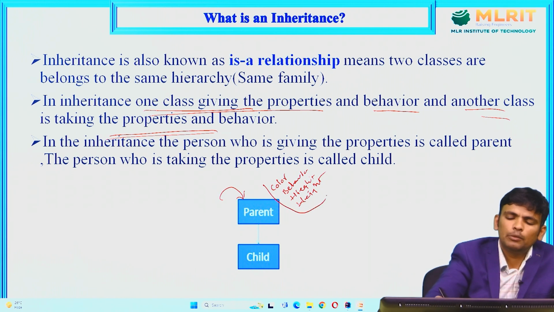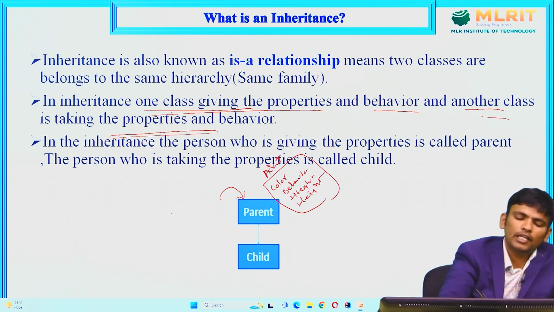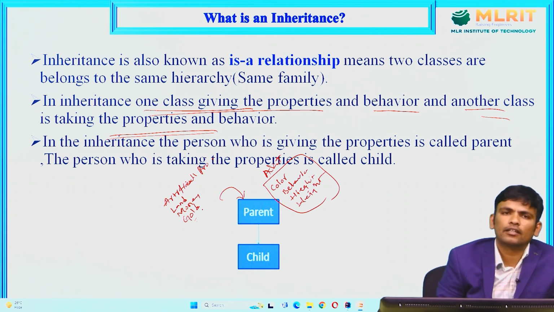So these are the natural properties, which the child will always get from the parent, and some artificial properties also the child will get from the parent. Artificial properties means the parent may have land, and the land will go to the child class; the parent may have some money, that will also go; and the parent may have some gold, that gold also will go in general.